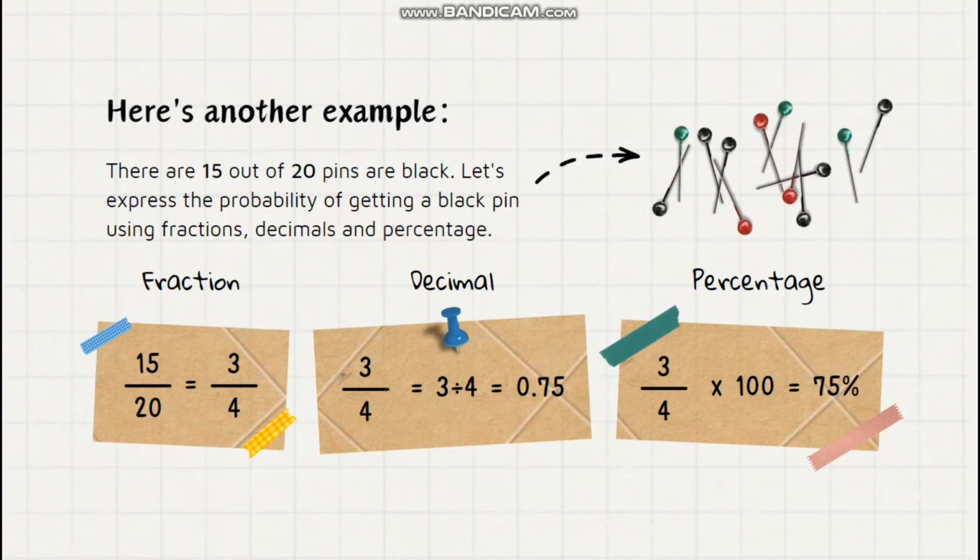Here's another example. There are 15 out of 20 pins that are black. Let's express the probability of getting a black pin using fractions, decimals, and percentage. So we have here 15 over 20. If we simplify this one, we've come up with an answer which is 3/4. And if we convert it into decimal, we've come up with an answer which is 0.75. And in percentage, it will become 75%. And I think you're now ready for a seatwork.